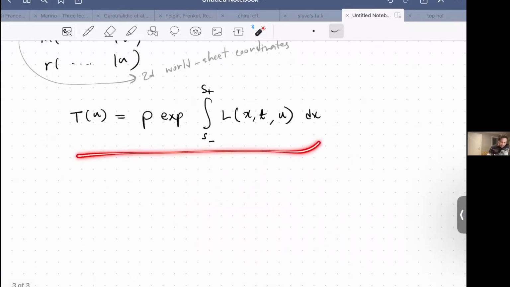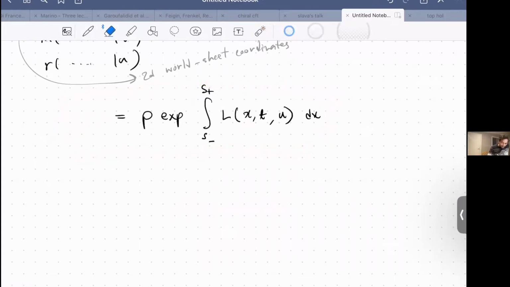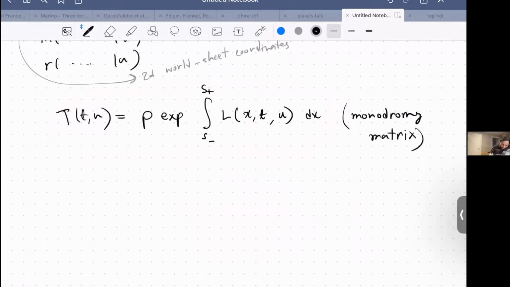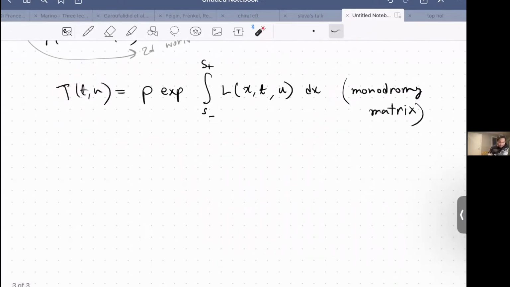The main point is that you can define this kind of matrix. This matrix no longer depends on this x coordinate, but it does depend on u, so maybe I will write u. And this is called a monodromy matrix. You can see that this is similar to how you construct monodromy in a gauge theory. If you had some kind of connection, you would integrate the connection over a line, and that will give you a monodromy of the connection on that line. That's where this name comes from.